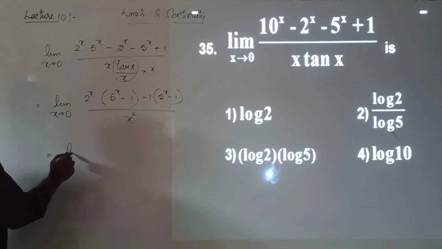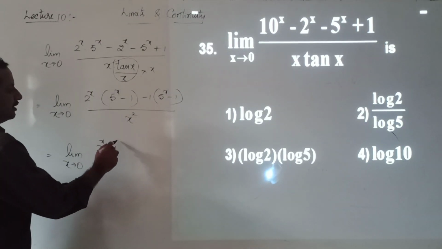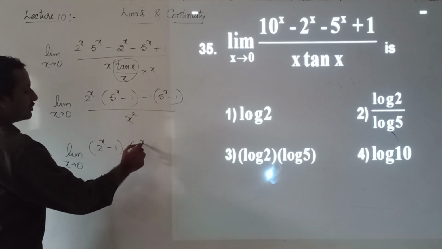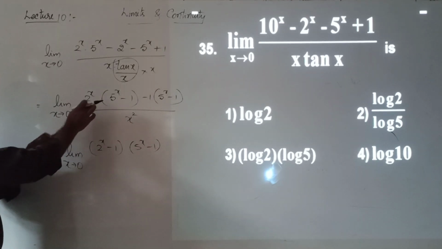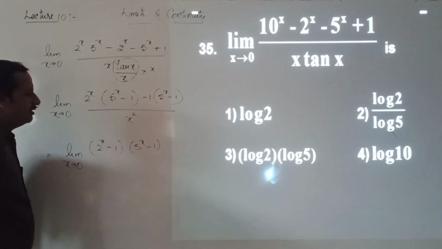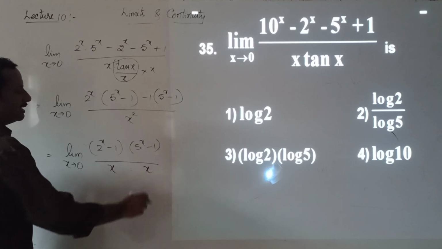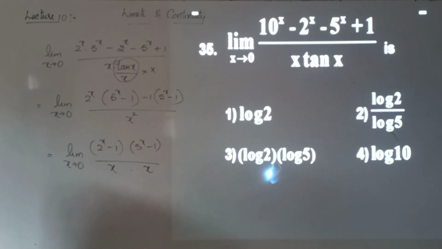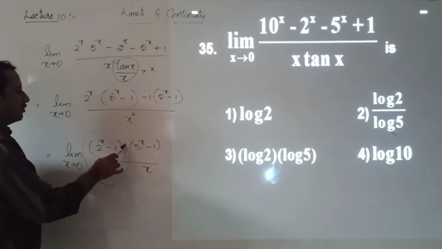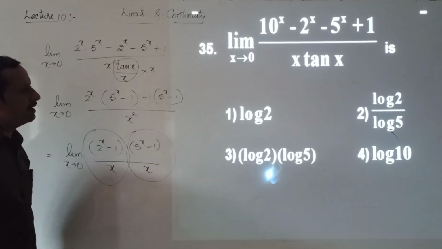Okay. So then this numerator we can write as (2 power x minus 1) into (5 power x minus 1). Right? From 2 power x, I'll take 5 power x minus 1 as common. Then here you'll have 2 power x and minus 1. Divided by this x square. I'll write x here and another x into x square. Okay. Now look at this. As x approaches 0, what happens to (2 power x minus 1) by x? And what happens to (5 power x minus 1) by x?